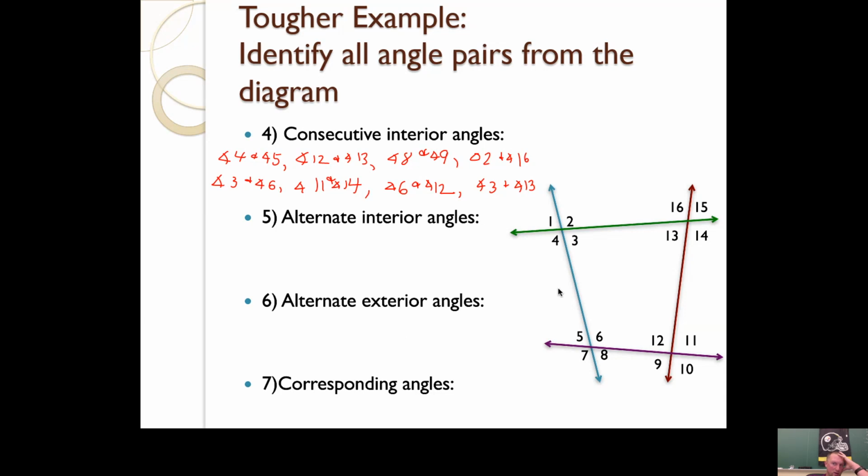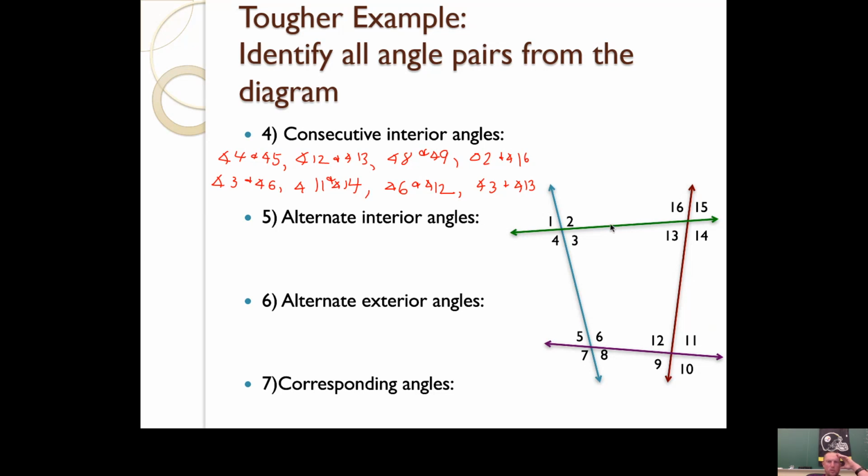Alternate exterior angles. Cover up this red line. Angle 1 goes with angle 8. Angle 2 goes with angle 7. Cover up the blue line. Angle 16 and angle 10 are alternate exterior. Angle 15 and angle 9 are alternate exterior.